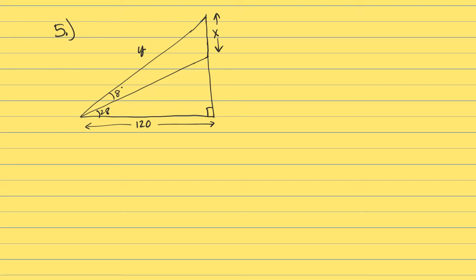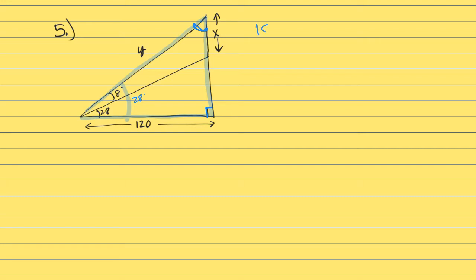All right, let's look at this one. So I'm going to break this down into two different triangles. I've got this larger one here, okay? And I know that this whole angle is 28. This is 90 degrees, okay? So I can find this missing angle here.